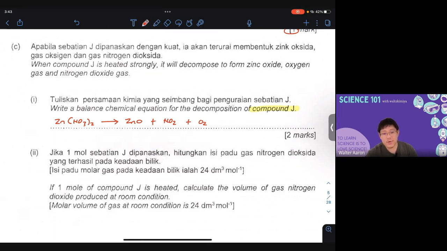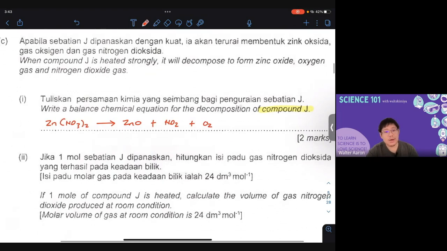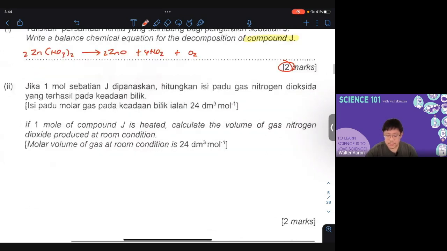Writing the correct formula for each substance, you get technically 1 mark already. But if you balance it up, you get another mark. So you put a 2 over here, a 2 over here, a 4 over here, and then you should be able to get full marks. So it's 2 moles of zinc nitrate decomposes to form 2 moles of zinc oxide. You get 4 moles of nitrogen dioxide and 1 mole of oxygen. Then you'll be able to get full marks from here.